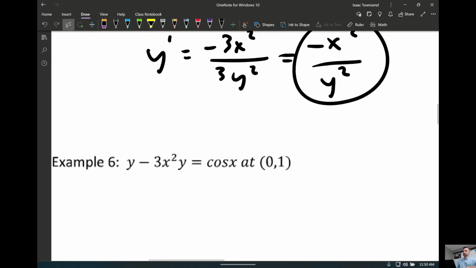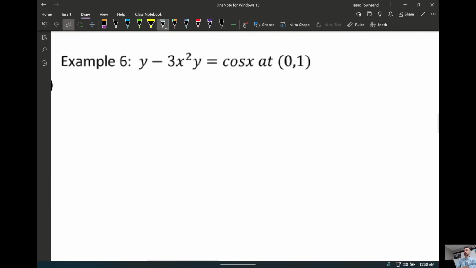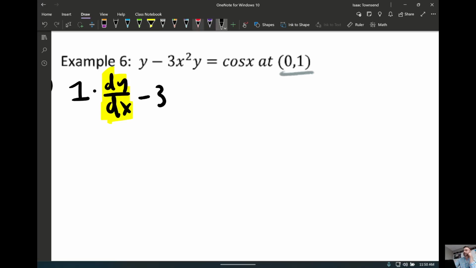Okay, one more example. This one is at a point, so slightly different question type, but same process. So the derivative of y, just like the derivative of x, would be 1. But I took the derivative of y with respect to x, so I must have that behind there. Minus 3 times, well, the derivative of x squared y, unfortunately, is going to have to be product rule.